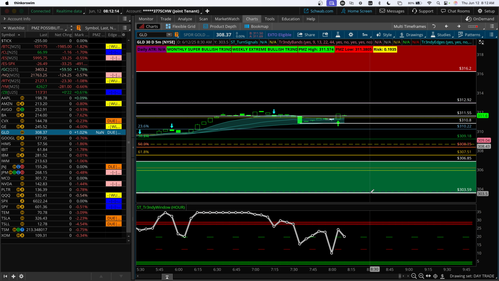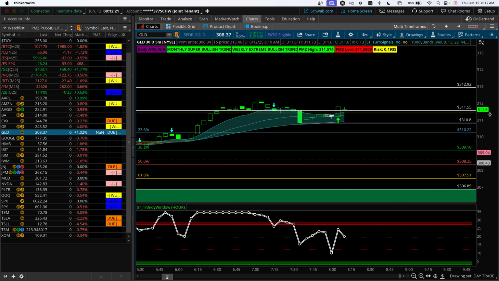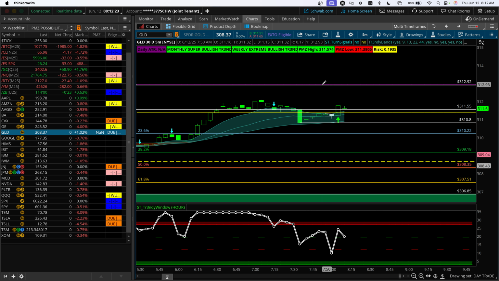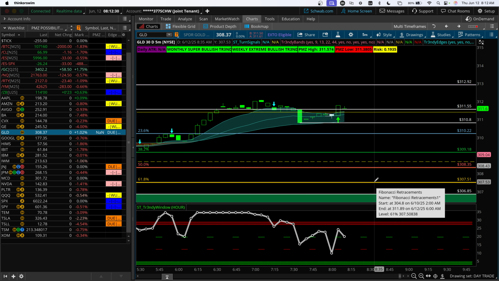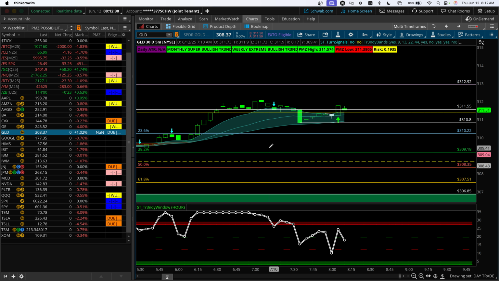If we see some rotation in the market, some strength in ES and NQ, and gold pulls back, gets below that PMZ low, there is some good levels to the downside that I could potentially play gold to the downside here. So gold is one that I will watch this morning.